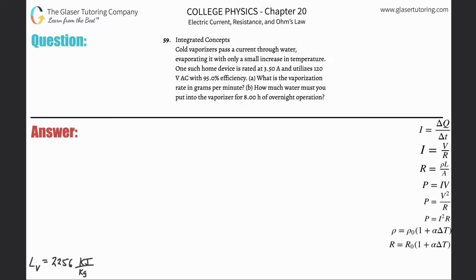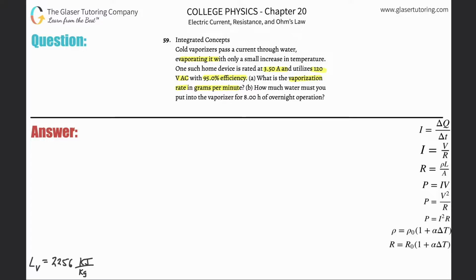Number 59, integrated concepts. Cold vaporizers pass a current through water, evaporating it with only a small increase in temperature. One such home device is rated at 3.5 amps and utilizes 120 volts of alternating current with 95% efficiency. Letter A, what is the vaporization rate in grams per minute?